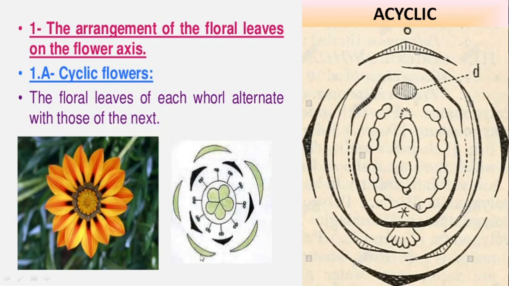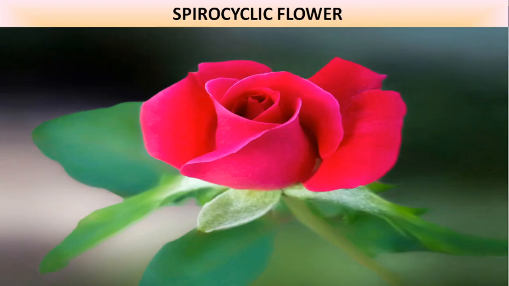So here you can see this is sepal, then petal, then sepal, then petal, sepal, petal, sepal, petal. In this way alternately they are arranged. And if the floral leaves are arranged in this way, alternate to each other, then such type of flower is called cyclic flower. But in contrary, you can see in acyclic flower, this is the sepal. Just below the sepal, the petal is present. So here the sepal, then below it the petals are present. So they are not present alternate to each other. So such type of flower is called acyclic flower.